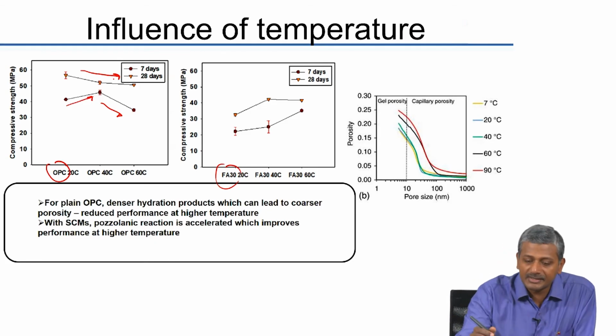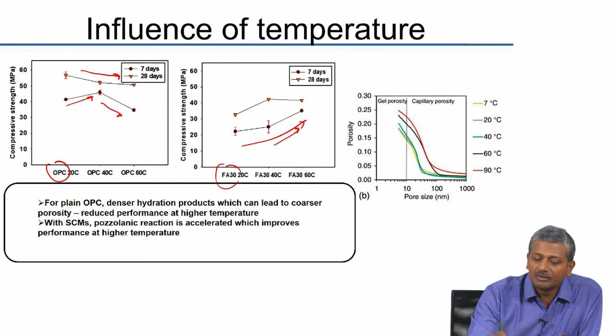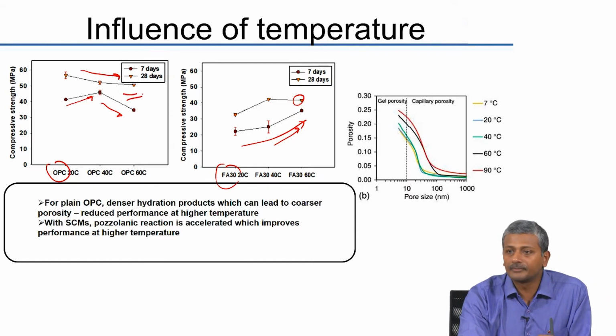What is happening in this case, at 7 days, you see a fairly rapid rise between 40 and 60 degrees Celsius. Whereas by 28 days, you see that the strength drop that is associated with 60 degrees in the case of the OPC is not visible in the case of fly ash concrete.